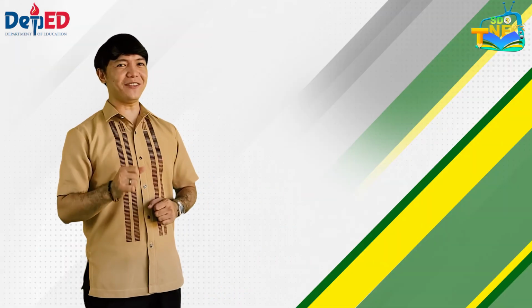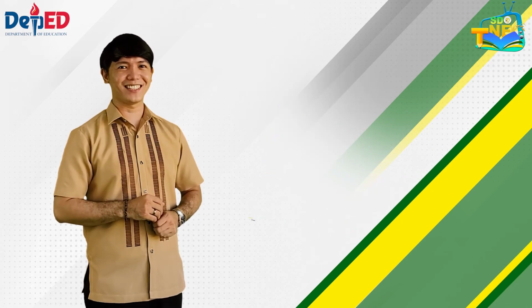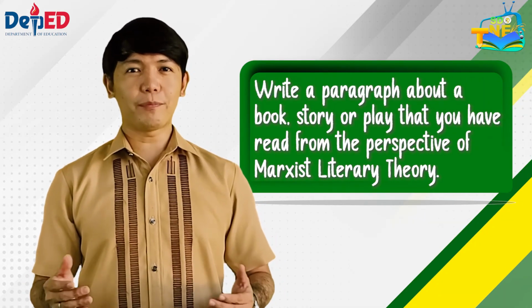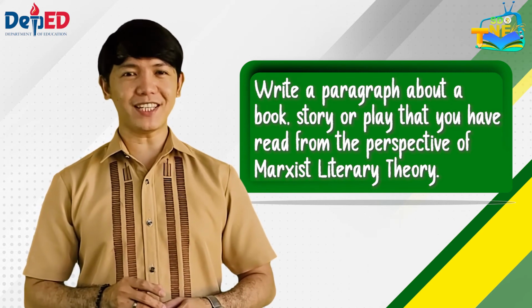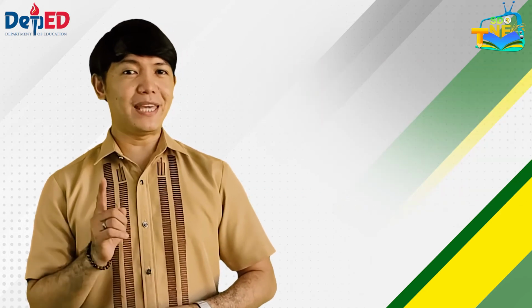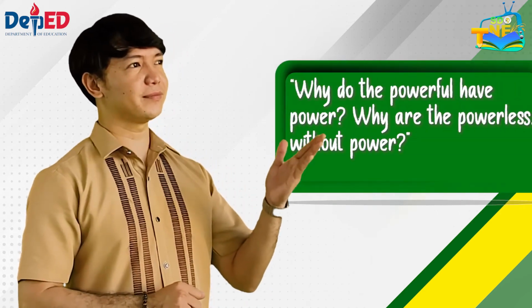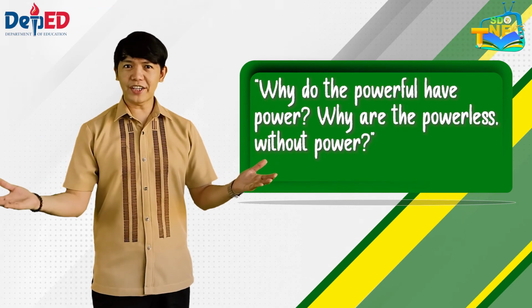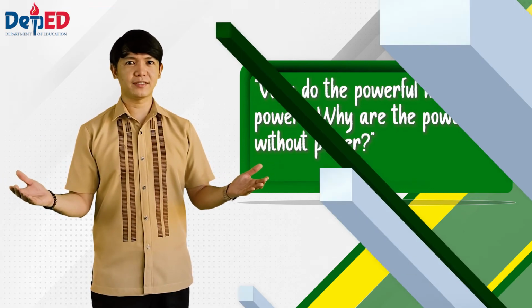I am going to give you a take-home activity. Write a paragraph about a book, story, or play that you have read from the perspective of Marxist literary theory. Be guided with the thought: why do the powerful have power? Why are the powerless without power?